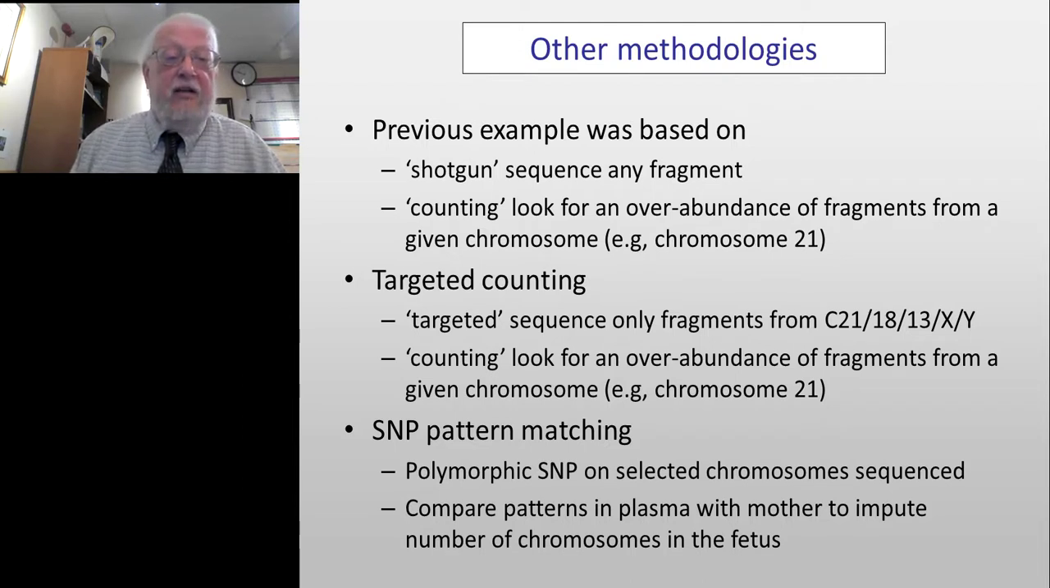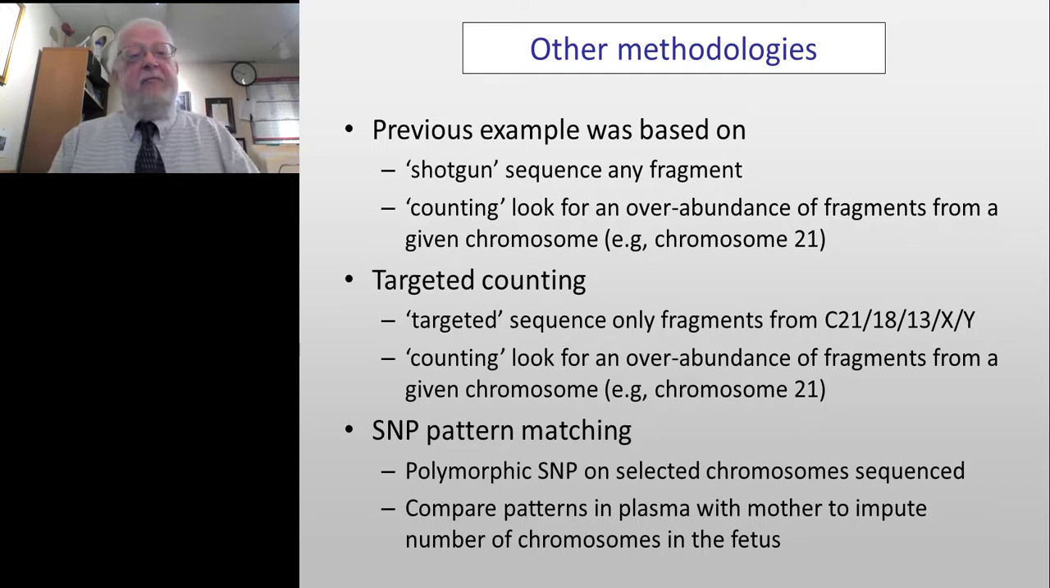So instead of shotgun sequencing, it's targeted sequencing. That should be a little less expensive, but you'll see you're limited as to what you can find. If you wanted to find trisomy 16, you can't do it here unless you add some targets for chromosome 16. Here, you could find chromosome 16 if you wanted to by just doing some extra mathematics. The data are there. And then there's a completely different method that uses SNP pattern matching.